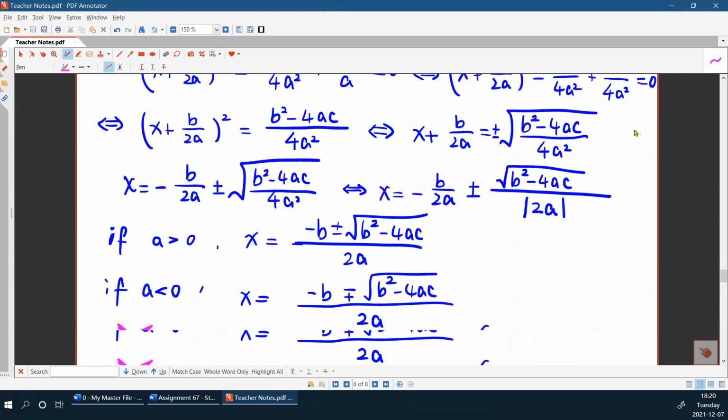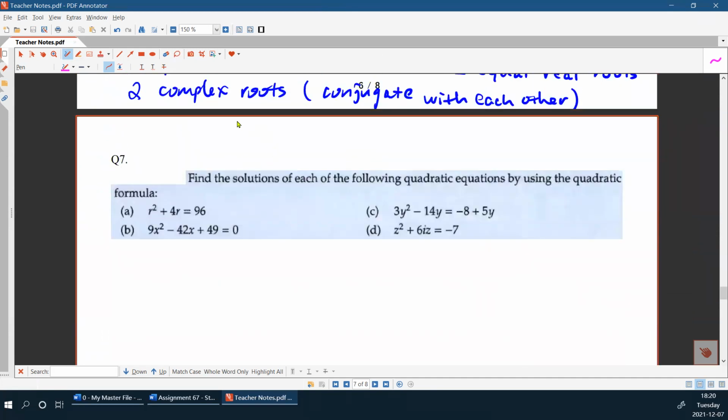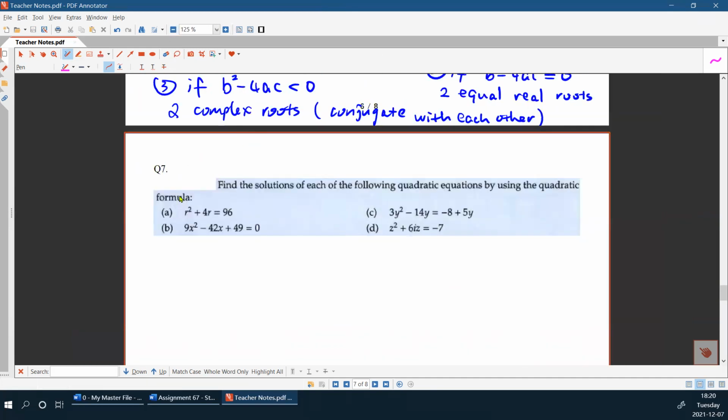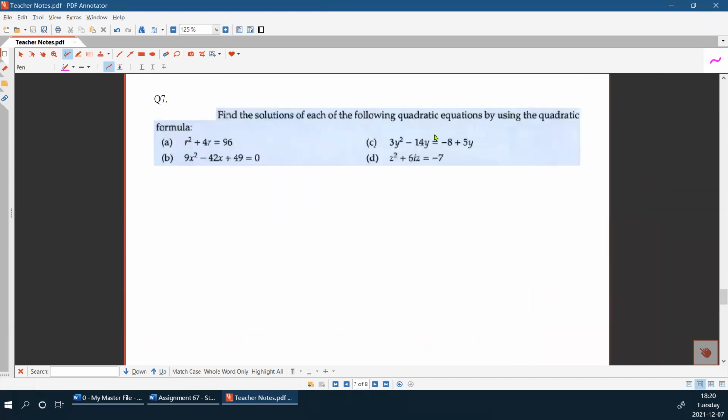All right, so let's have a look at how these quadratic equations can be applied to solve a quadratic function, okay? A quadratic equation, okay? And let's have a look at question 7. I'll show you question A first. So this equation is actually equivalent to r squared plus 4r minus 96 equals 0, right? So the first step is to convert this equation into the general form.